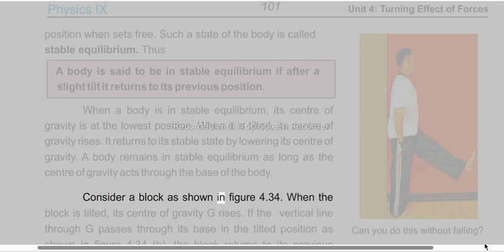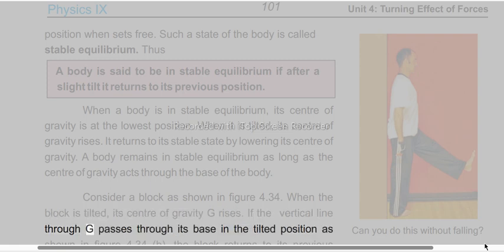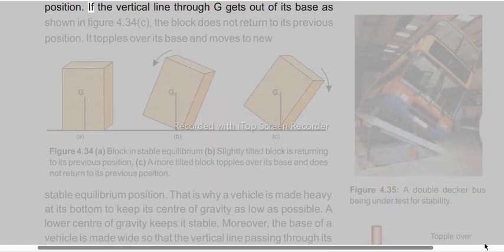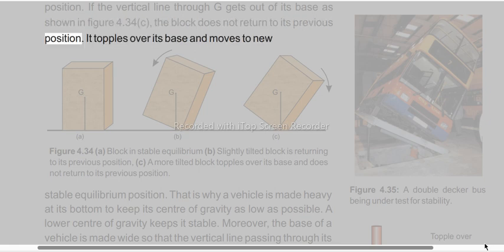Consider a block as shown in figure 4.34. When the block is tilted, its center of gravity G rises. If the vertical line through G passes through its base in the tilted position as shown in figure 4.34b, the block returns to its previous position. If the vertical line through G gets out of its base as shown in figure 4.34c, the block does not return to its previous position. It topples over its base and moves to a new position.